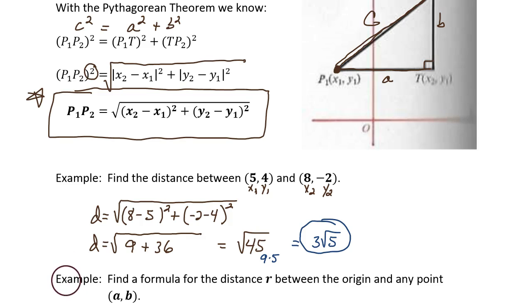So in this example, we found the distance between this point and this point. This was our point 1, and this was our point 2. And we found that distance by using this formula that's on the top of the screen.